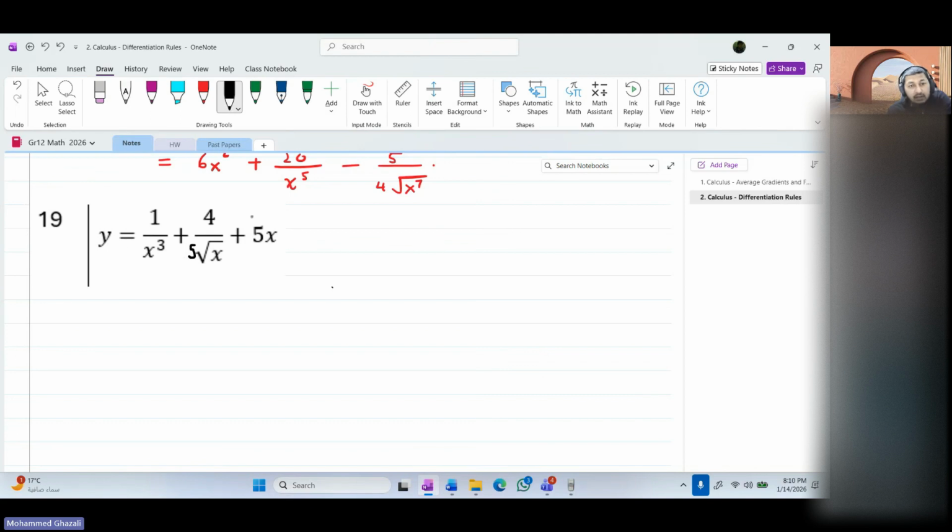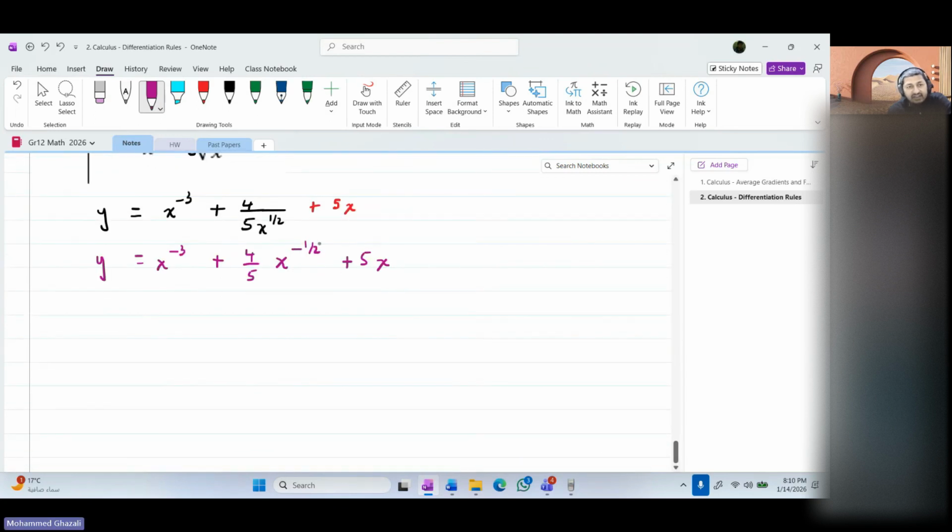5 here. So you can say y equals, simplify first, y equals x to the power negative 3 plus 4 over 5. Remember, this is x to the power half. Please don't skip steps because you are bound to make mistakes. Don't try to skip steps. Just go in order, right? So y equals x to the power negative 3 plus 4/5 x to the power negative half plus 5x. Now remember 5x, we identify 5x as linear, so we know the slope is 5. So we can just write down 5 there.